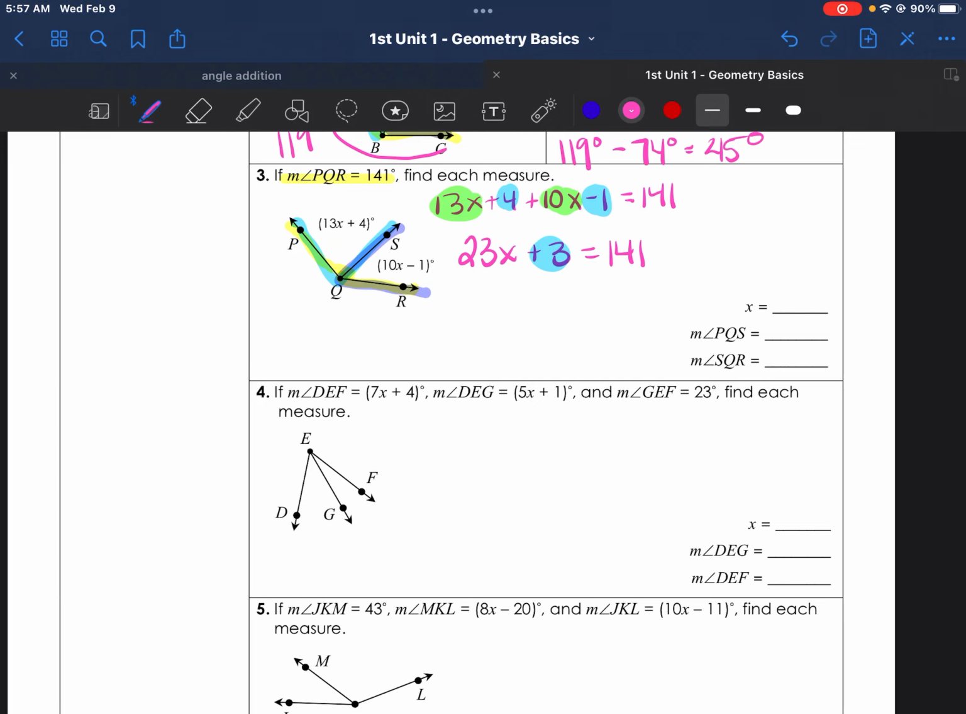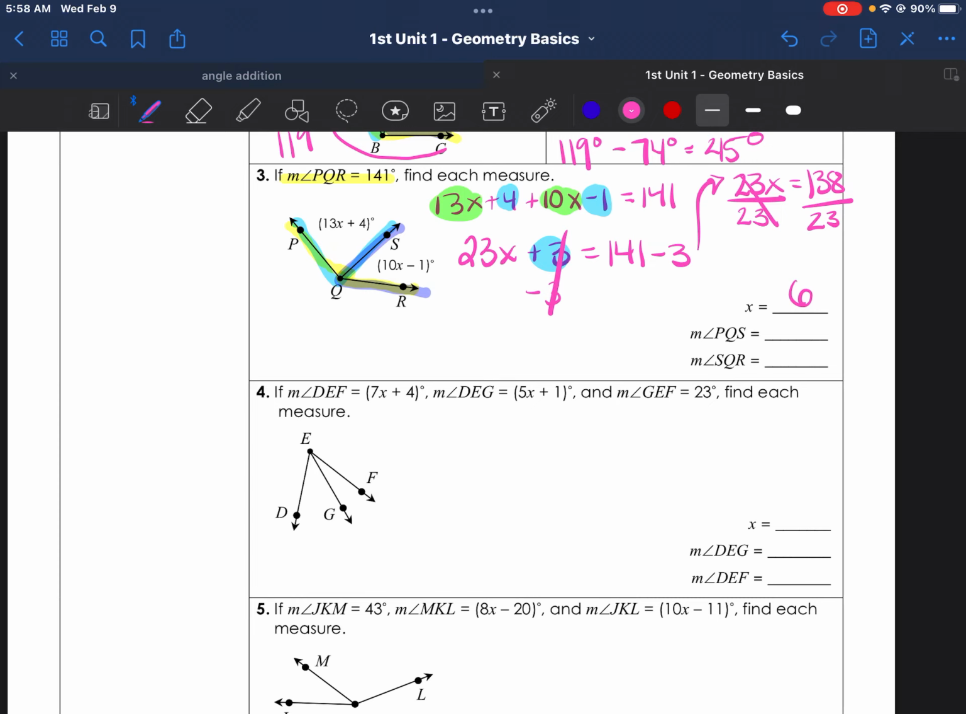So because we have a positive 3, when we move it across the equal sign, it's going to become a negative 3. So you have $3 and you spend $3. You have no more money. So you have 23x is equal to 138. Divide both sides by 23. Because what's the opposite of multiplication? Division. So 23 can go into 138 6 times.